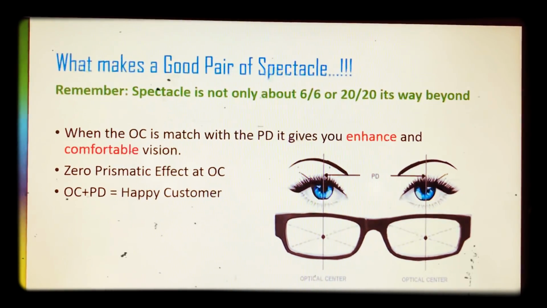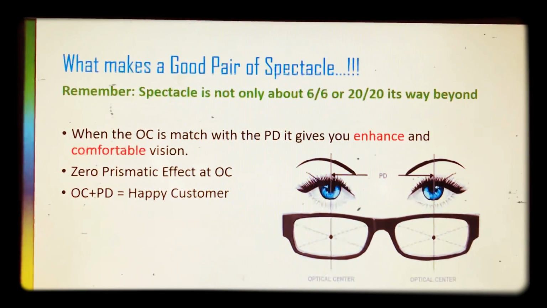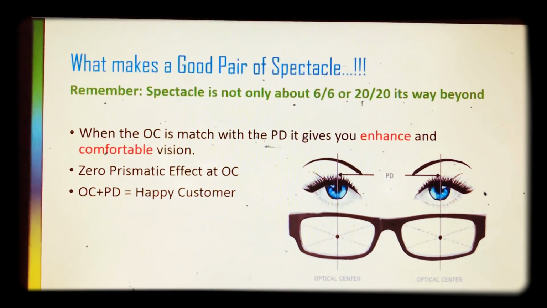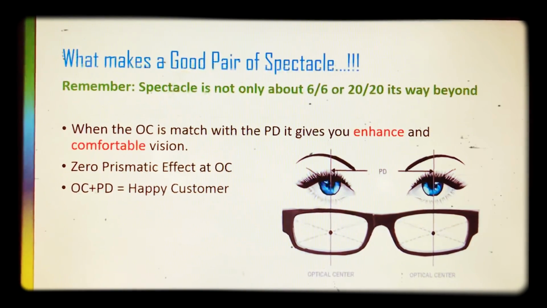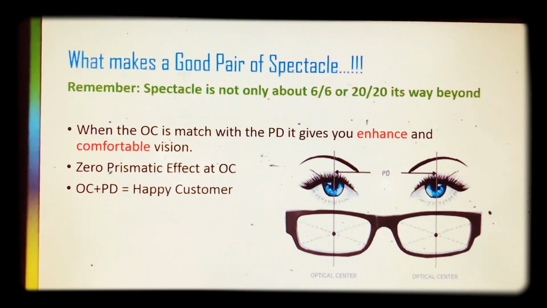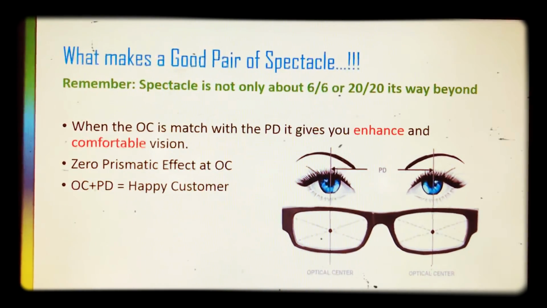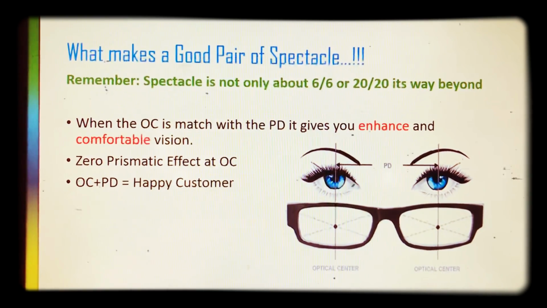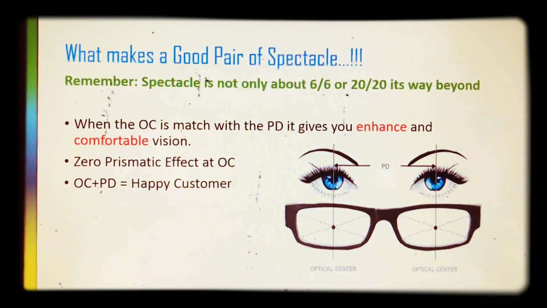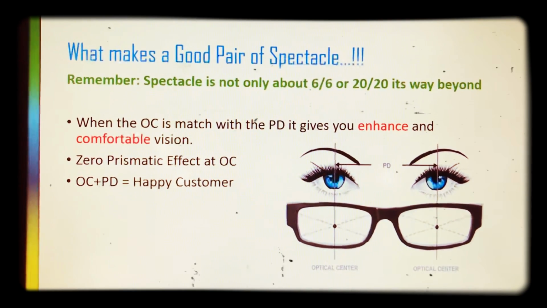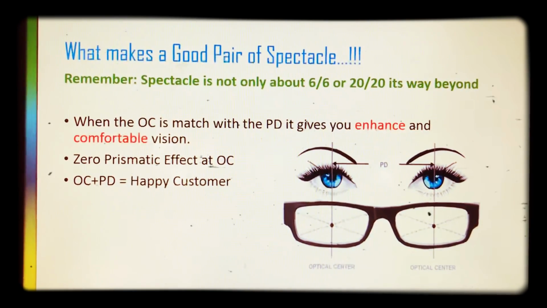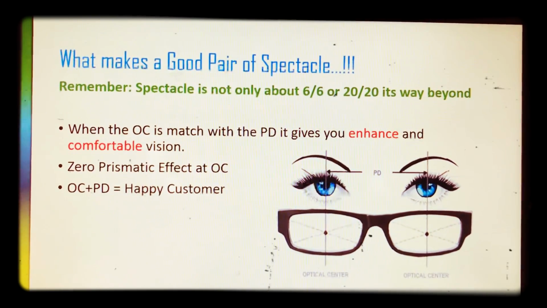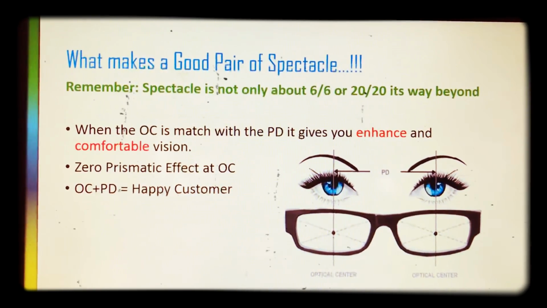So here comes a very good question: what makes a good pair of spectacles? Most of the answers which I got are that the quality of the lenses should be good, the frame selection should be good, and the power should be perfect. But I hardly get the answer that your PD should be matched with the optical center of the lenses, and this is where we miss. When the OC is matched with the PD, it gives you enhanced and comfortable vision, right?